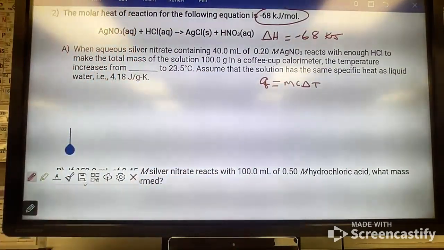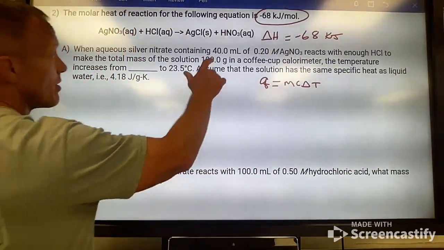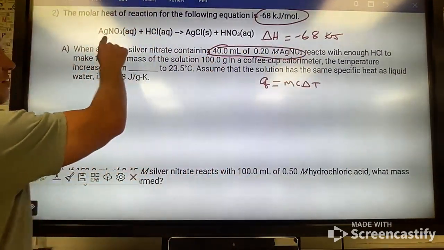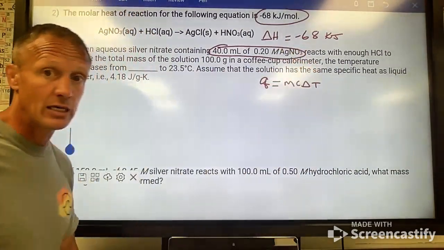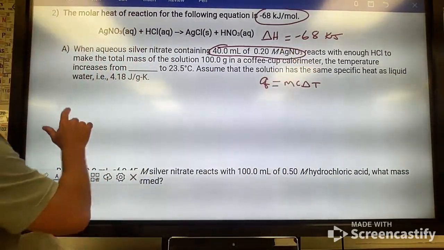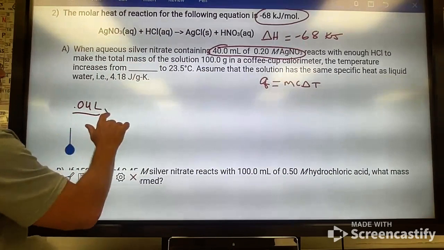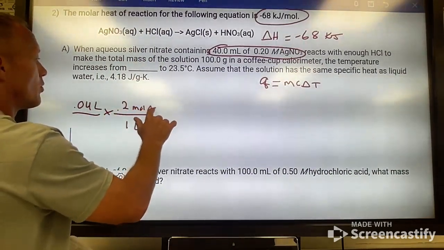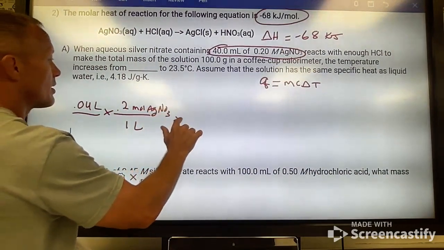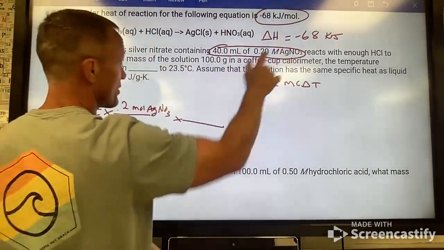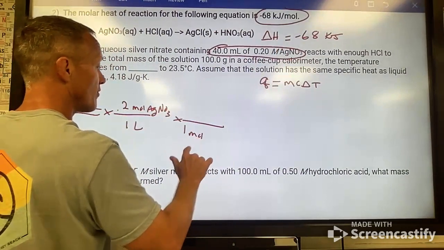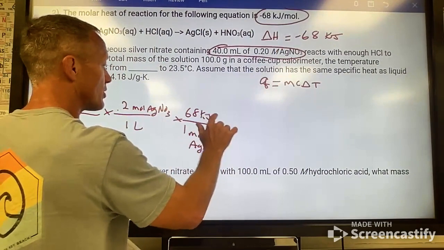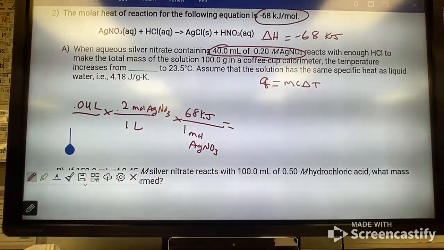So first thing I do is figure out how much heat is released from this much silver nitrate. So let's get this into moles. We know every mole of silver nitrate releases that much heat into the solution. So if we go 0.04 liters, every liter contains 0.2 moles of AgNO3, and every mole of AgNO3 releases 68 kilojoules of heat. Every mole of AgNO3 produces 68 kilojoules of heat. So we can figure out how many kilojoules of heat are released.